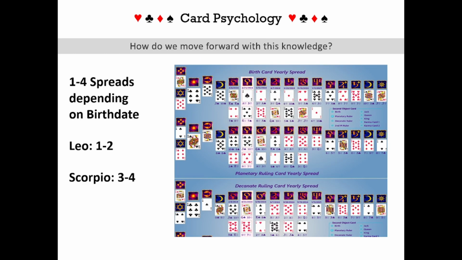And then again, depending on your birth date, you could have 1 to 4 spreads. Leos might only have 1. If they're born in the first decanate of their sign, then they might just be a double of their card, so they get a greater emphasis, like a double Ace of Clubs, a double Queen of Hearts. So you have to look at 1 spread, and then Scorpios might have 3 or 4. Okay.